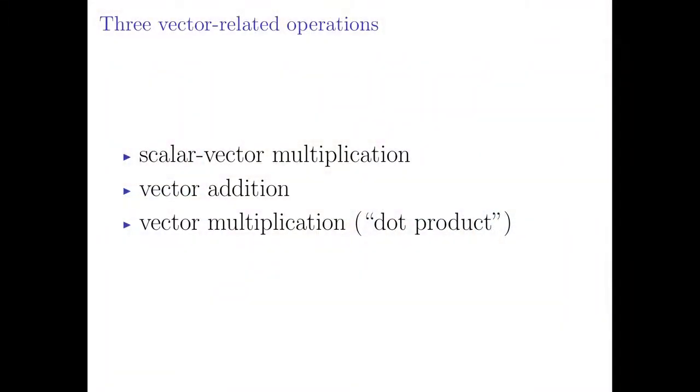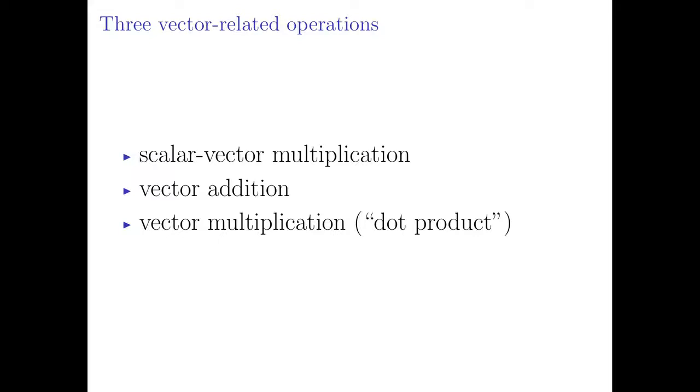And here they are. The first is scalar vector multiplication. So that is a way of taking a scalar and multiplying it by a vector. Another is vector addition, which is adding together two vectors. And the third one is vector multiplication, multiplying together two vectors.